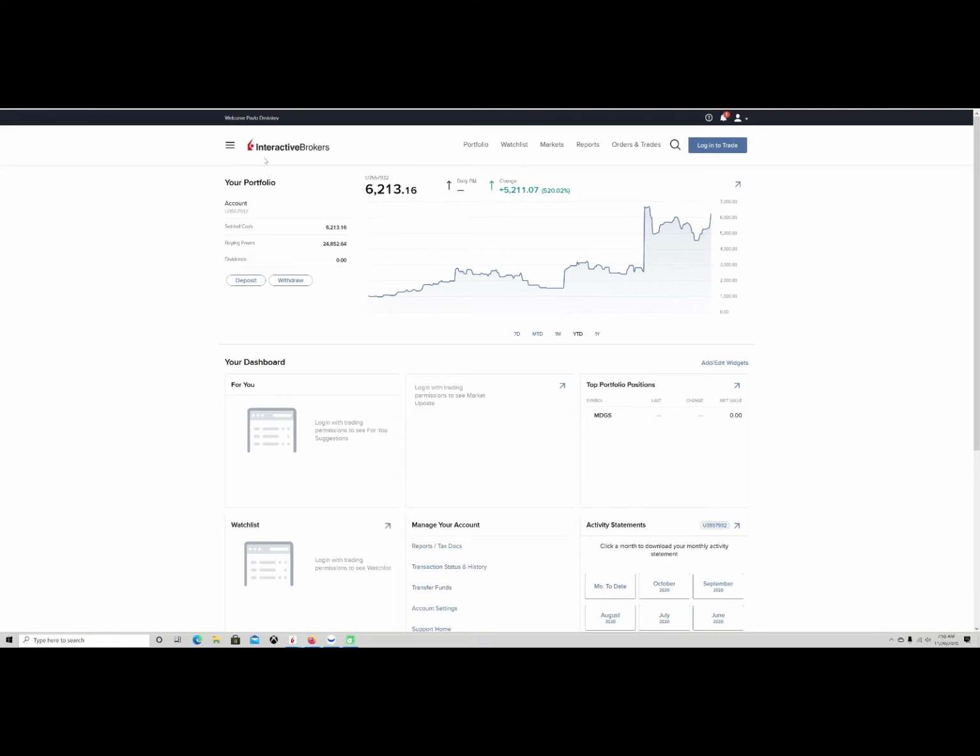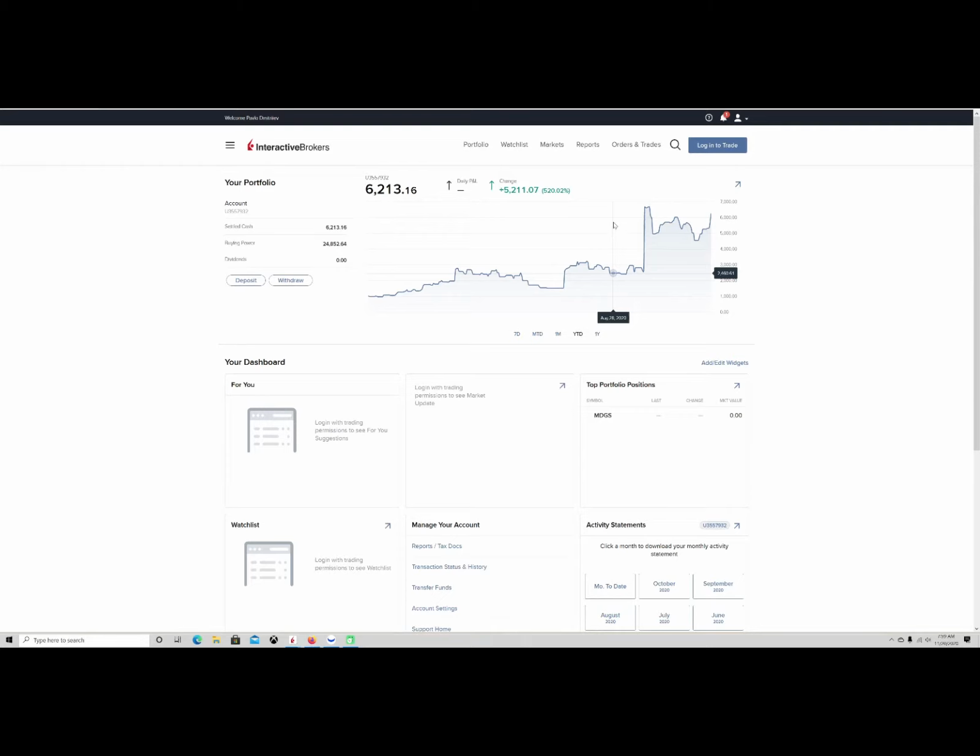This first account is Interactive Brokers. I have $6,313 here, and this account had the biggest percentage gain over the year, so I made over 500% profit on this account. This Interactive Brokers account I use mainly for locating shares to short and sometimes for dip buys. It's actually a pretty good broker. It's not great in terms of short locating, but it's pretty decent.